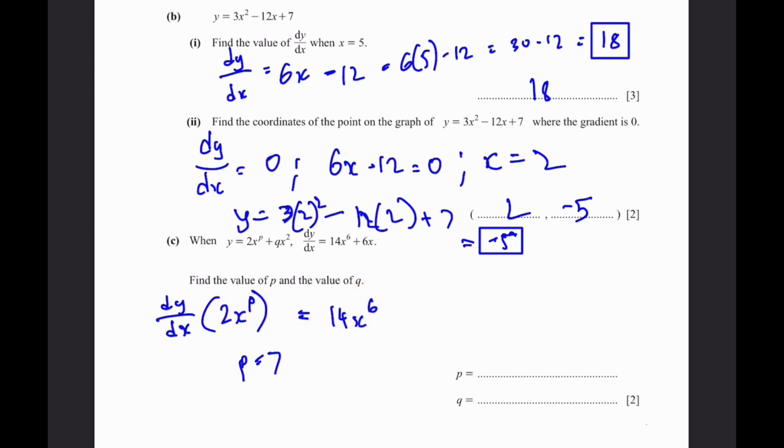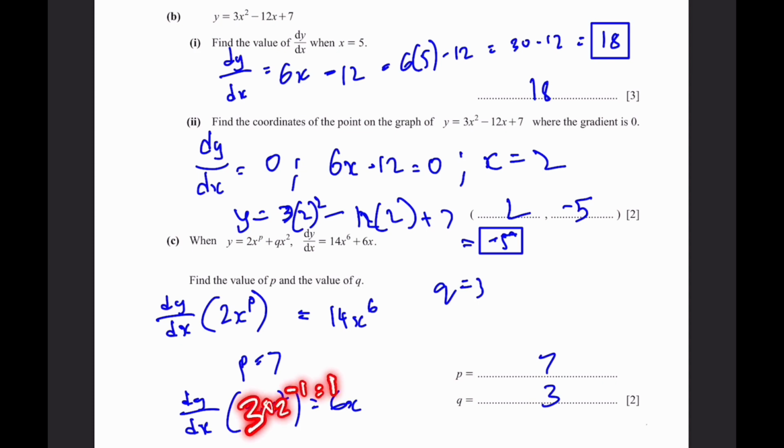Now for the second one, dy by dx of qx squared is equal to 6x. That means 2 into something is equal to 6. What do we get? q is equal to 3. So p is equal to 7, q is equal to 3. If you want to work it out, when q is 3, 2 minus 1 equals 1, power 1. 3 into 2 is equal to 6. 6x to the power 1 is equal to 6x. That's the answer.